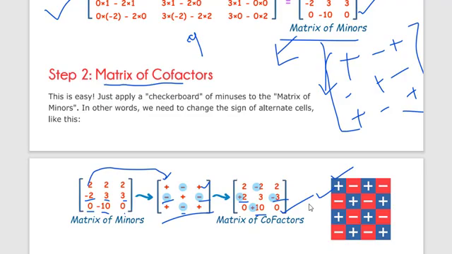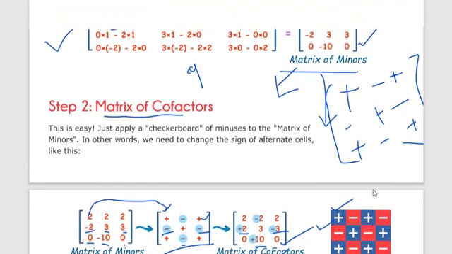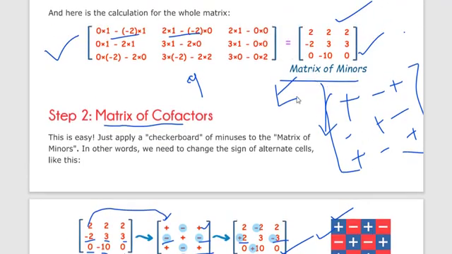Okay, so this is the easy step, matrix of cofactor. We only have to change the signs in the matrix of minors, which we already found in step 1.